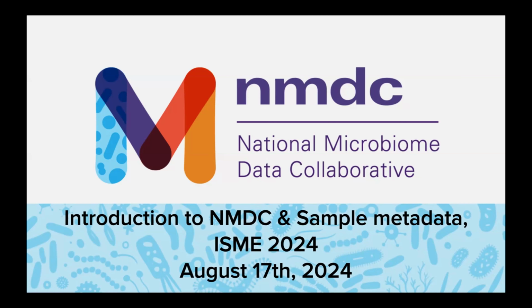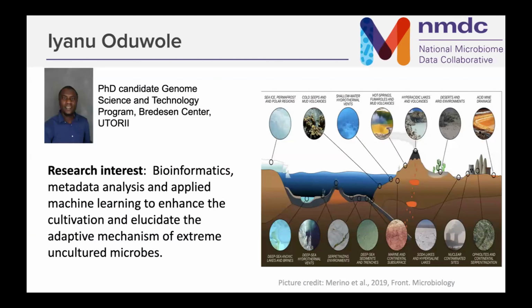So my name is Ian Oduwole. I'm a PhD candidate in the Genomic Science and Technology program from the University of Tennessee. My research interest lies in bioinformatics and metadata analysis. I particularly focus on applying machine learning and other bioinformatics techniques to study uncultured microbes, particularly extreme uncultured microbes from the permafrost environment. So we're trying to see how we can culture more microbes in the laboratory by studying their genomics as well.